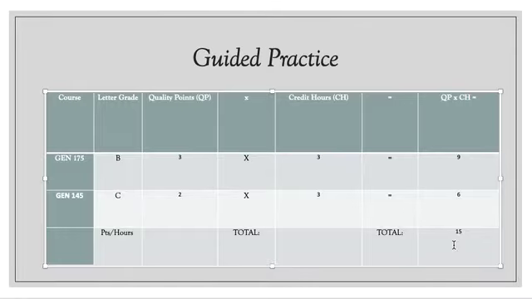Now 15 isn't a GPA, so we still need to divide by the total number of credit hours, which is 6. Now when I take 15 and I divide by 6, I end up with 2.5. 2.5 is my GPA in this example.